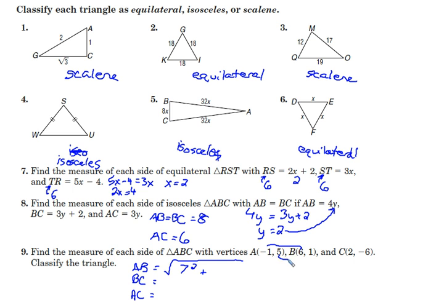And then from 5 to 1, how far is that? That's a distance of 4. 4 squared. 7 squared plus 4 squared is 65. And the square root of 65 is about 8.1. Then we'll do the same thing for the other sides. BC. I look at how far it is from 6 to 2. That is a distance of 4. I need to square it. How far is it from 1 to negative 6? That's a distance of 7. And again, we have the square root of 65.